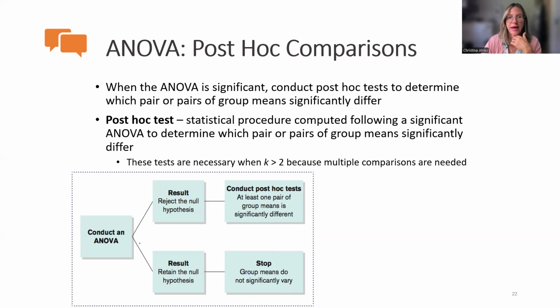So this kind of gives you the map. You conduct your overall ANOVA. If you reject the null hypothesis, meaning there's significance, you conduct post hoc tests. If you conduct an ANOVA and you retain the null hypothesis, meaning there's no significance, you stop, and that means there is no significant difference between any, and you don't conduct post hoc tests. So you stop if the overall test is not significant.